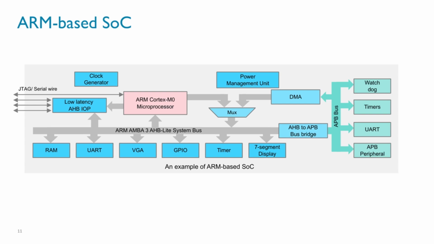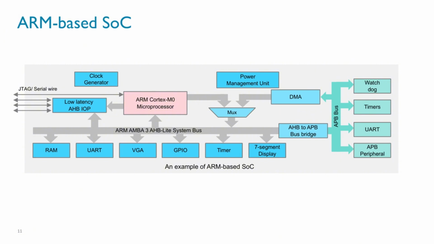Now, how do all these components talk to each other? They communicate over a system of buses, which act like the chip's internal highway network. The main highway here is the ARM AMBA AXI Lite system bus. AMBA stands for Advanced Microcontroller Bus Architecture, and it's a standard developed by ARM. The AHB part means Advanced High Performance Bus. This is where the high-speed communication happens, connecting the processor to peripherals that need fast data access.